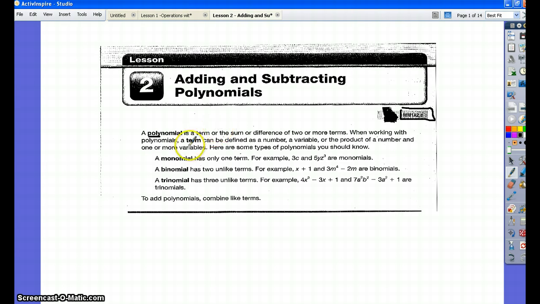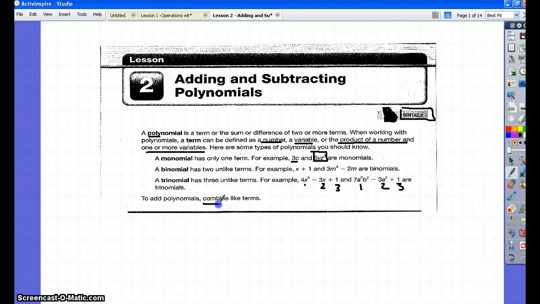So when working with polynomials, a term can be defined as a number, a variable, or the product of a number and one or more variables. So a monomial has only one term. For example, 3c or 5yz cubed are monomials. See, they're grouped together even though there's two variables. Binomial has a plus or minus symbol in between them. A trinomial, there's three terms. 4x squared minus 3x plus 1, right? There's one term, two terms, three terms, 1, 2, 3.